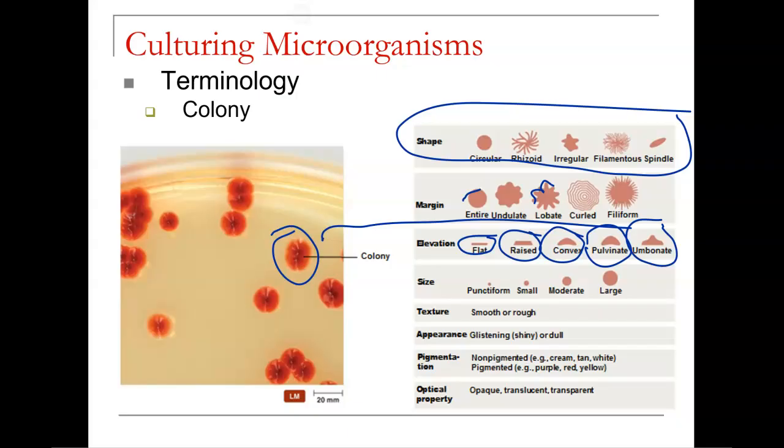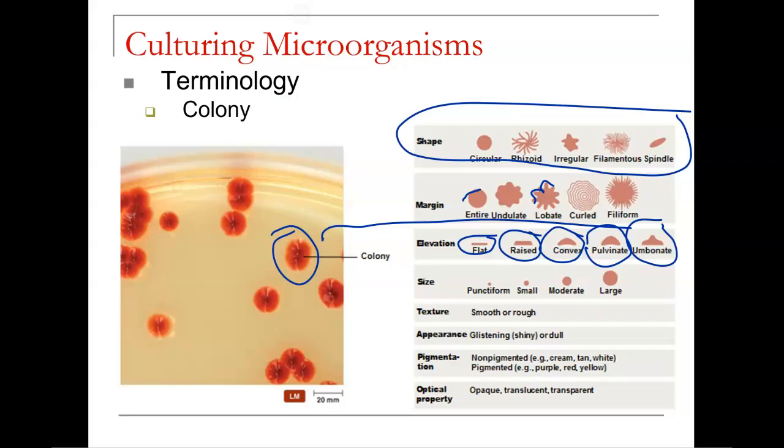Another one, you can have size. So when you look at the size, it could be anywhere from punctiform, or it could be small, moderate, or large. So look and pay attention to the size. Another, look at the texture. It might be rough. It might be smooth. In appearance, it could be glistening and shiny. It could be dull. It could look furry, like mold growing.